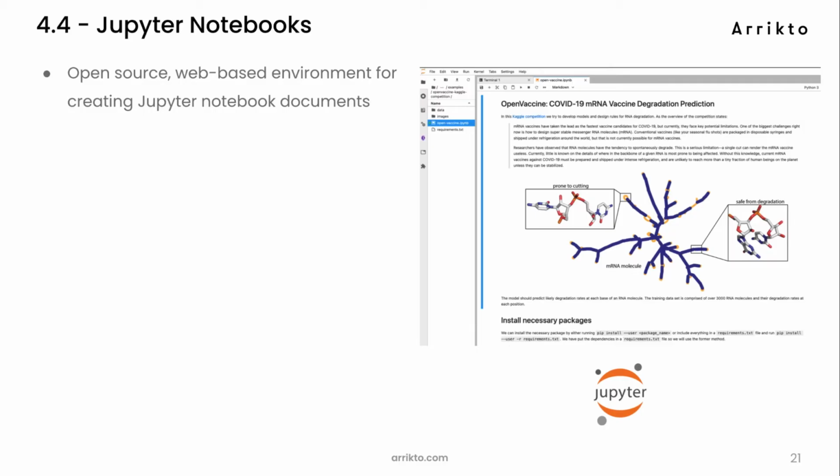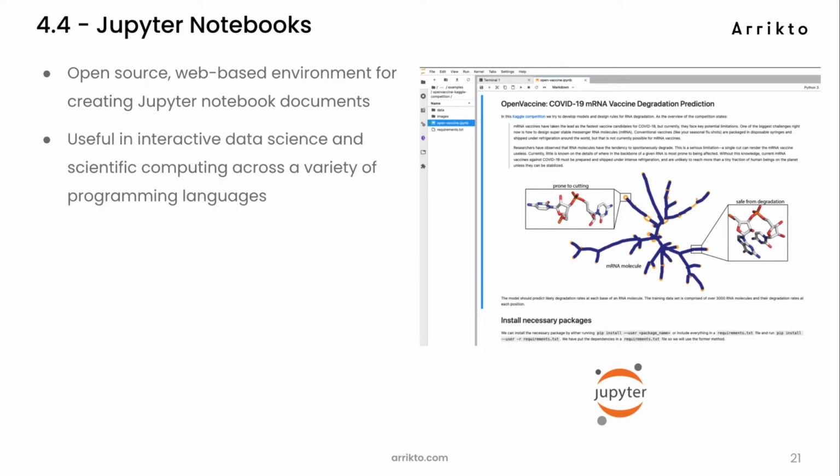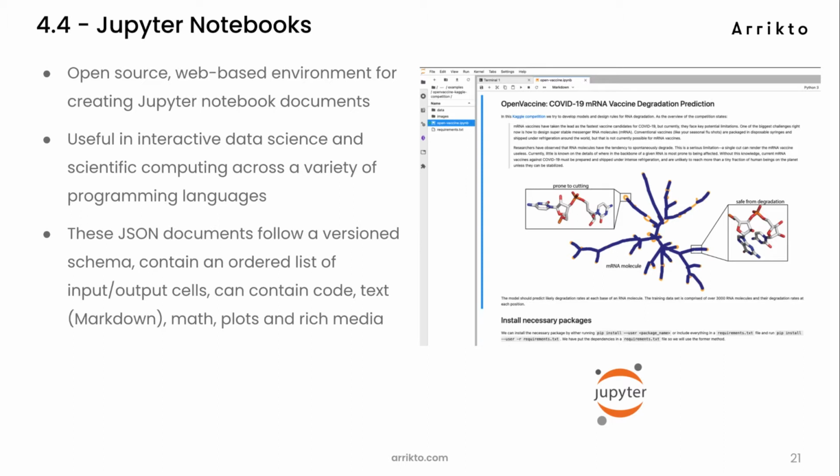All right, the next component that we want to talk about is going to be Jupyter Notebooks. Now, Jupyter Notebooks are an open source, web-based environment for creating Jupyter Notebook documents. Now, these documents are going to be useful in interactive data science and scientific computing across a variety of different programming languages. Now, these JSON-based documents are going to follow a version schema. They're going to contain an ordered list of input and output cells, and these cells can contain code, text, markdown, math, plots, and even rich media, as we'll see in some of the examples coming up.